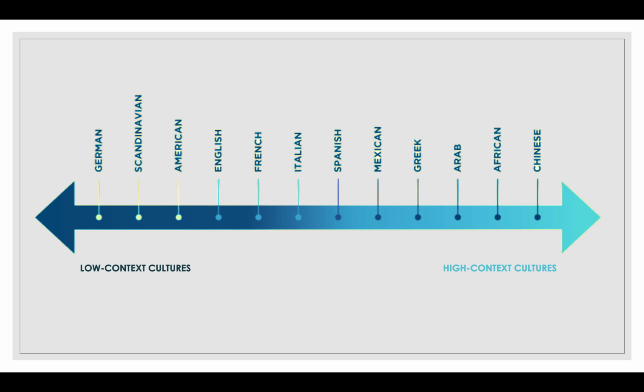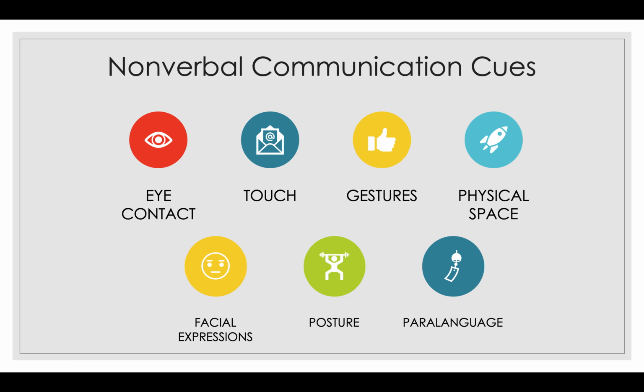When working with people from higher context cultures, such as Arab, African, or Chinese people, practice listening more carefully and learn to listen to what is meant instead of what is said. This likely means reflecting more, asking clarifying questions, and learning to pick up on implicit cues. To pick up on those implicit cues, you'll want to pay attention to nonverbal communication, including eye contact, touch, gestures, physical space, facial expressions, posture, and paralanguage. These cues can vary across cultures as well.